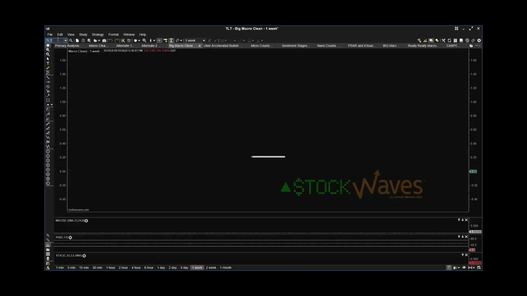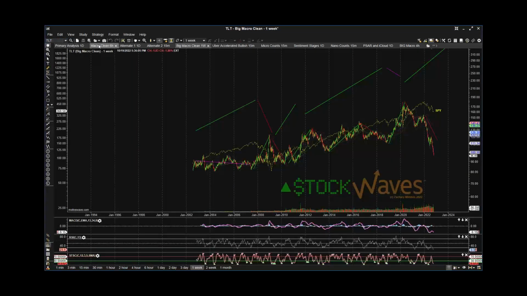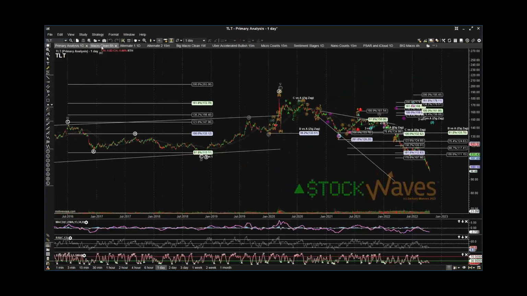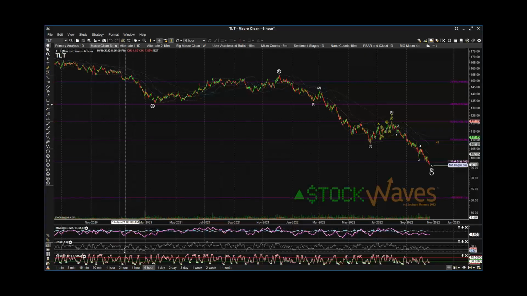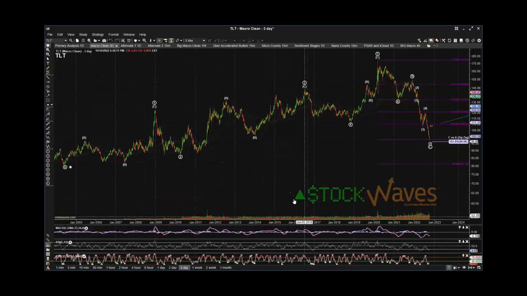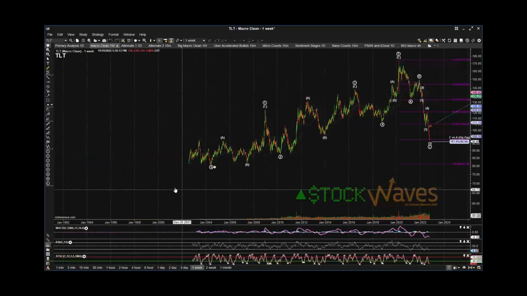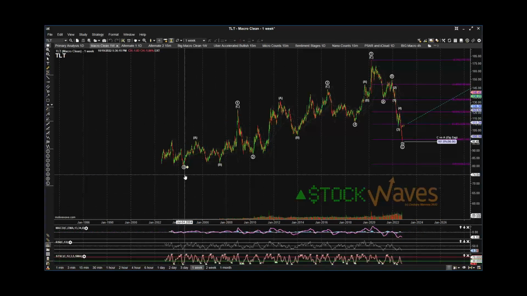Translating that over to TLT. Here we go. TLT does not start at the same spot. It starts in 2004, which was the low for the TLT chart. So from the 2004 low, it is possible to count 5 waves up as a leading diagonal, but that really doesn't fit with what we're looking at in the larger treasuries.